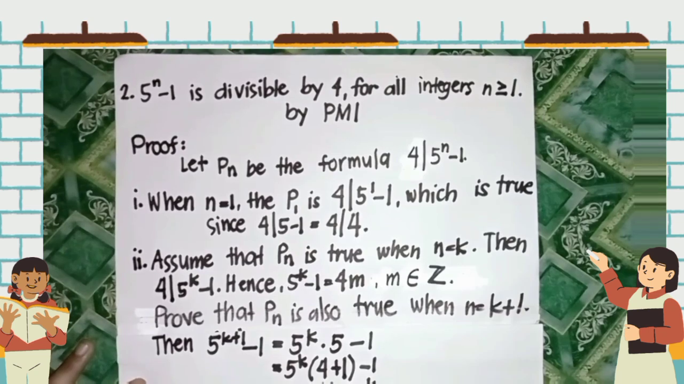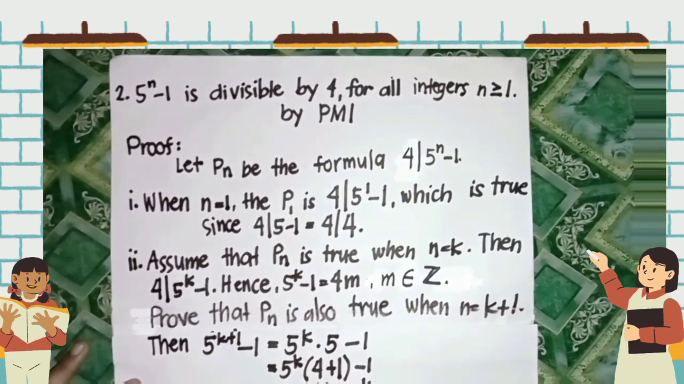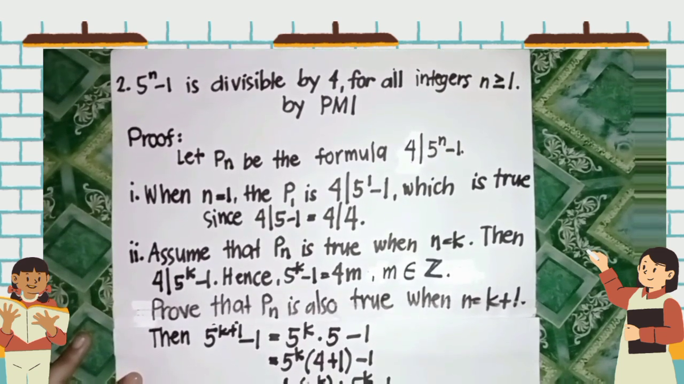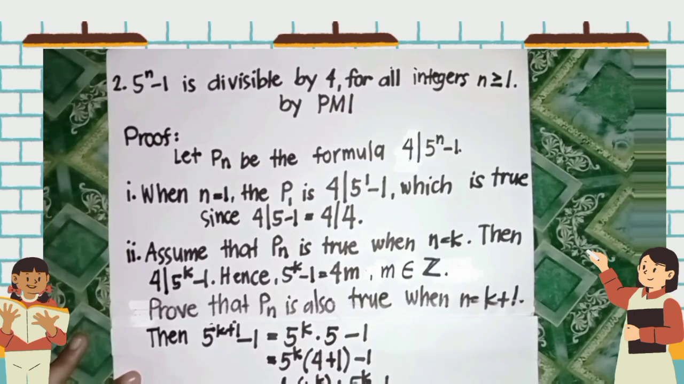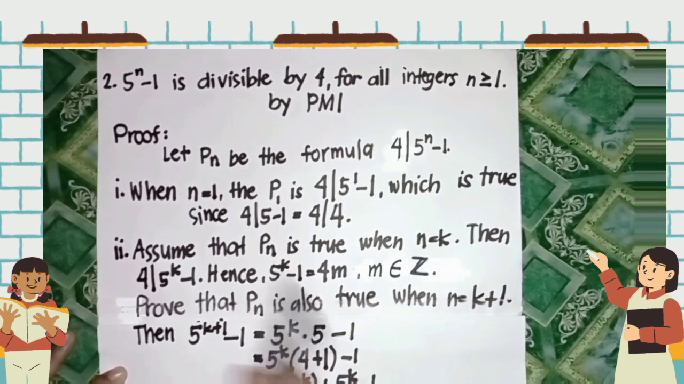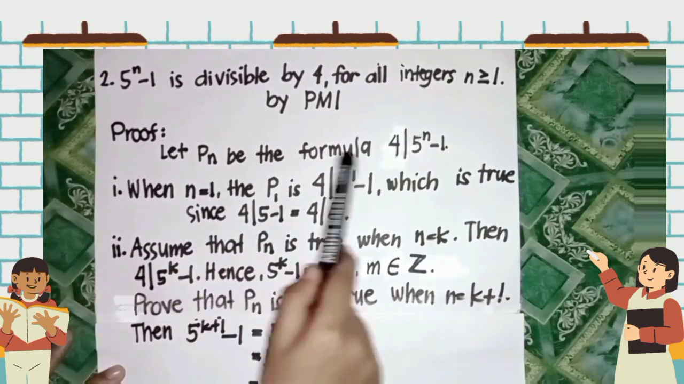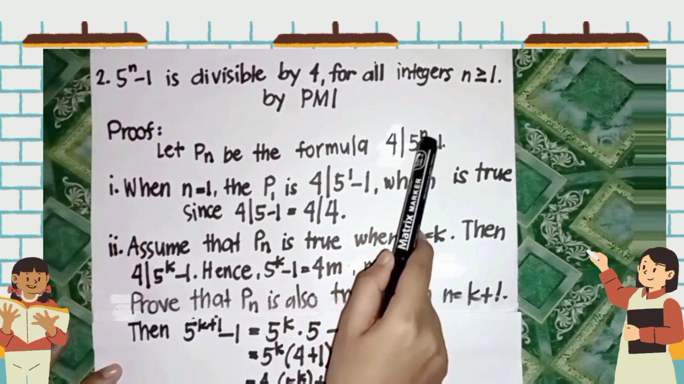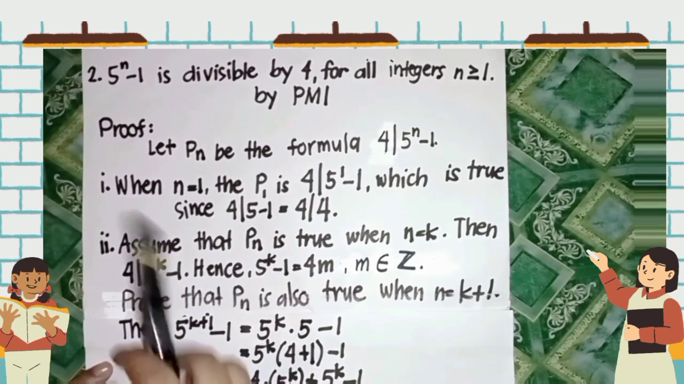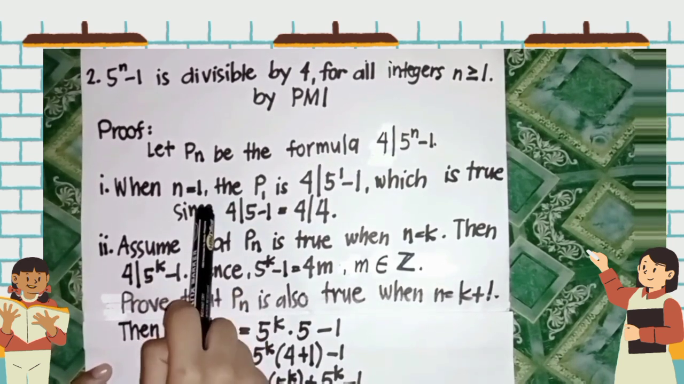So for number 2, 5 to the power of n minus 1 is divisible by 4 for all integers n greater than or equal to 1. We need to prove this by using the principle of mathematical induction. So proof: let P(n) be the formula 4 divides 5 to the power of n minus 1. We need to prove that P(n) is true when n equals 1.